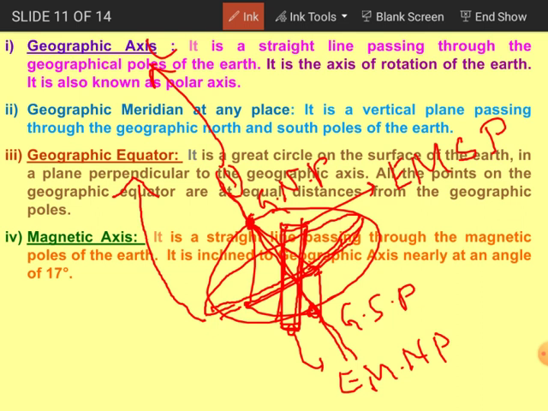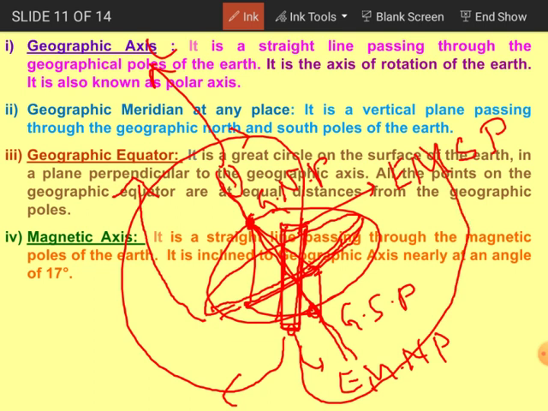Don't think that the earth's magnetic north pole will lie on the side of the geographic north pole. For the earth's magnetic field, the magnetic line of force starts from the north pole and ends toward the geographic north pole. From the geographic south pole, the magnetic line of force originates and enters inside toward the geographic north pole, like this. Got it? In this way.